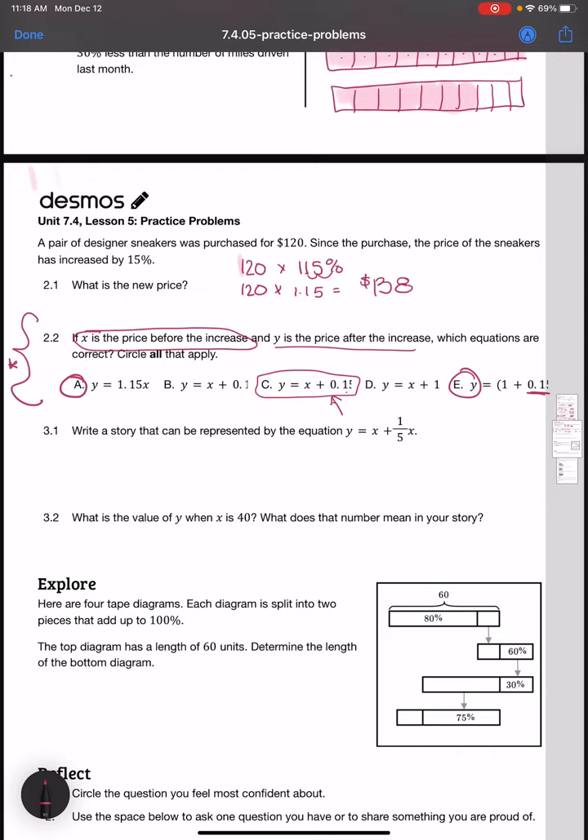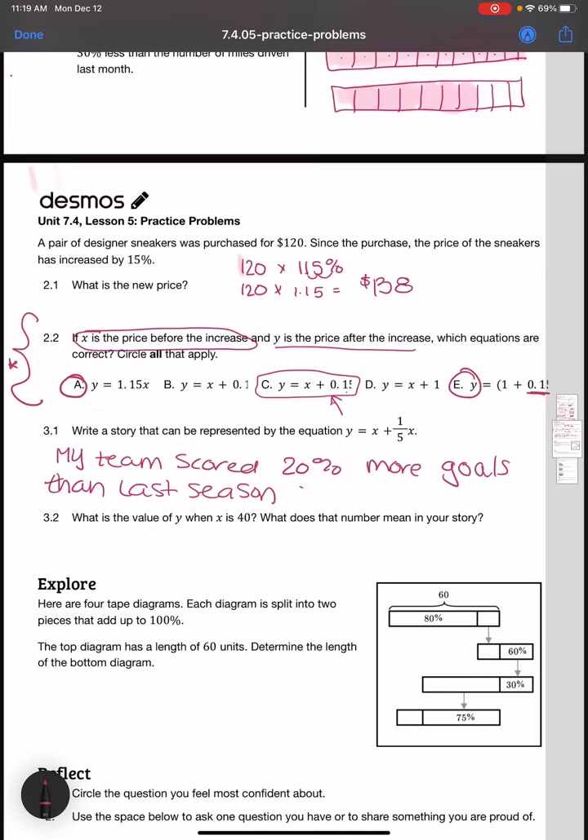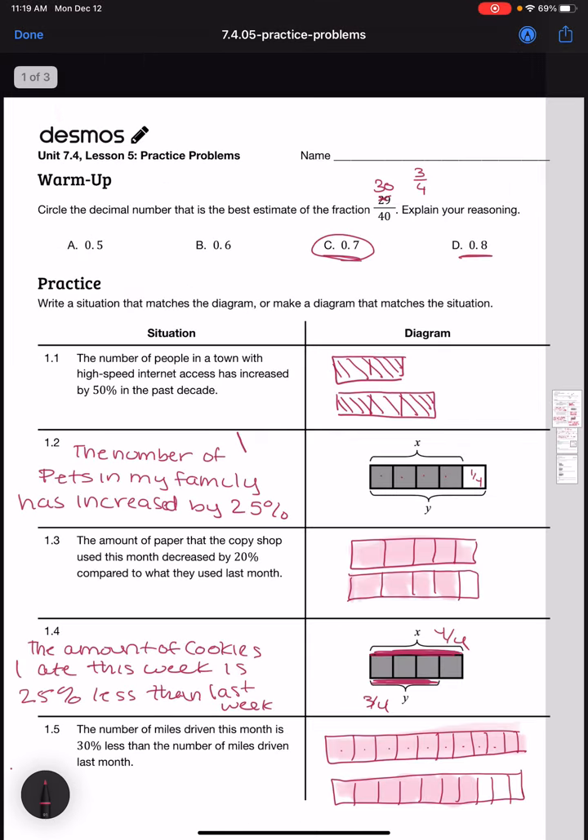Write a story that can be represented by the equation y equals x plus 1/5 x. So 1/5 is equal to 20%. So you could say something like, my team scored 20% more goals than last season. So I'm pretty sure this is like that, and then it would work.